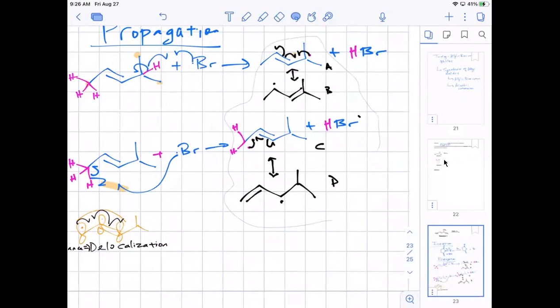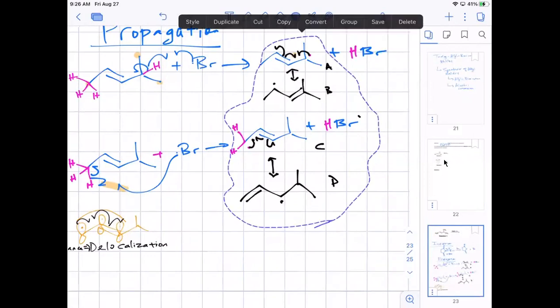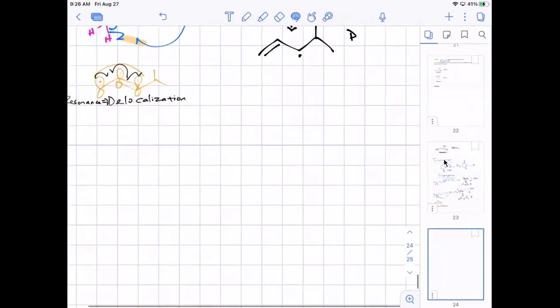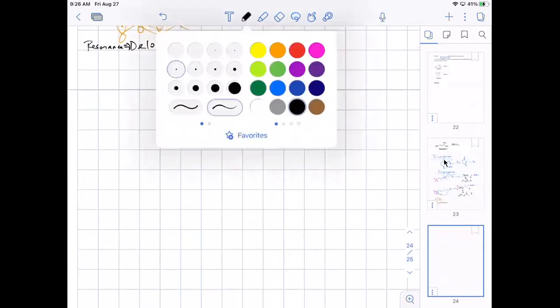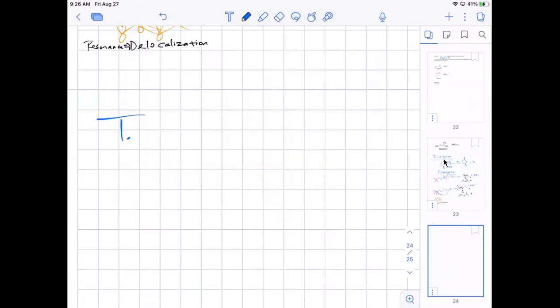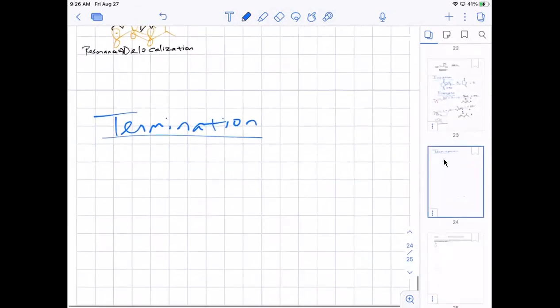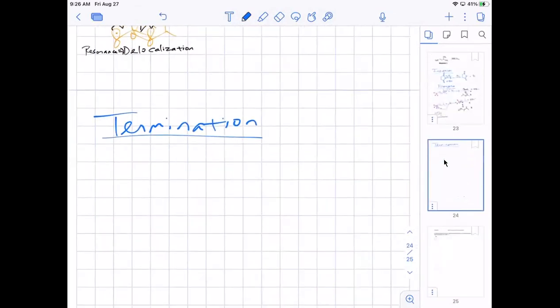Hopefully I can get, yeah, I got it. And paste that on here. So this is going to be a termination step. Right? And termination is exactly what it means.